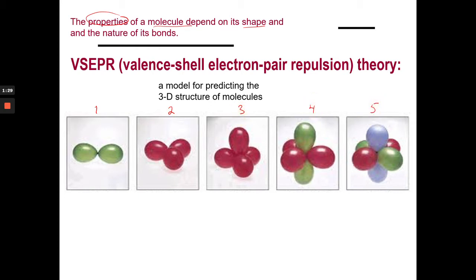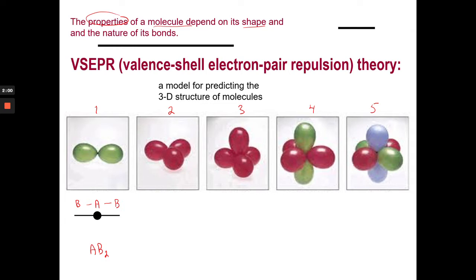So in the first box, I see two balloons tied together. Now, if you were to try to push those balloons together and let go, they will go back to the shape you're seeing. And it looks something like this, where you have a central atom, I'm going to call it A, with two things attached, B and B. And I call this an AB2 molecule. Every time you see an AB2 molecule, it will be linear.